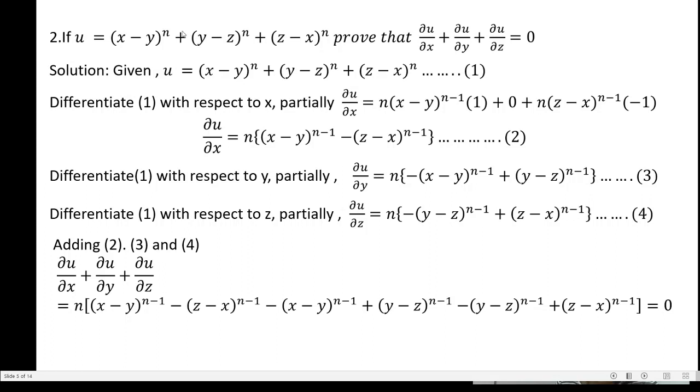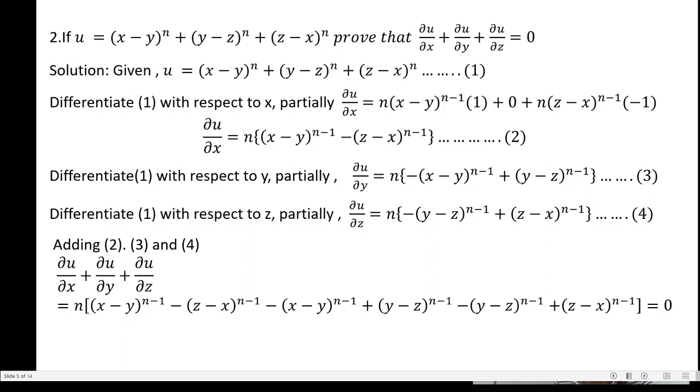Next, if u is equal to (x - y) to the power of n plus (y - z) to the power of n plus (z - x) to the power of n, prove that del u by del x plus del u by del y plus del u by del z is equal to 0. Given u is equal to (x - y) to the power of n plus (y - z) to the power of n plus (z - x) to the power of n as equation 1.